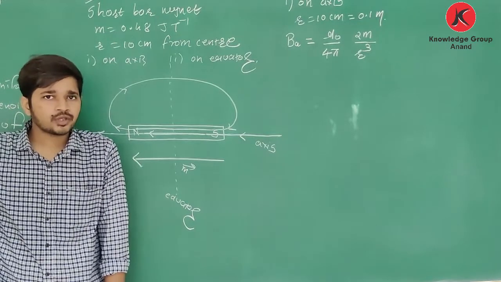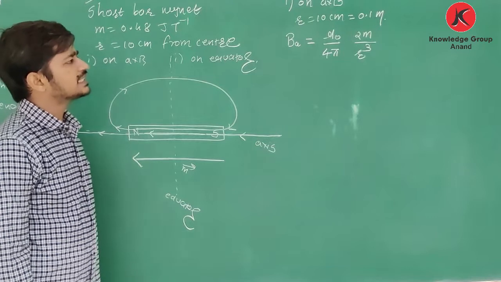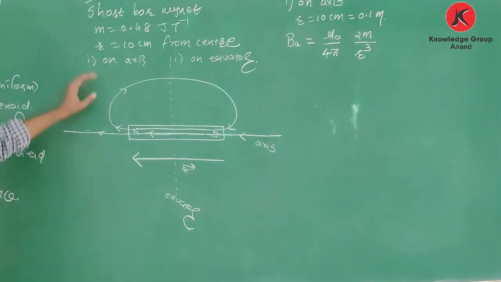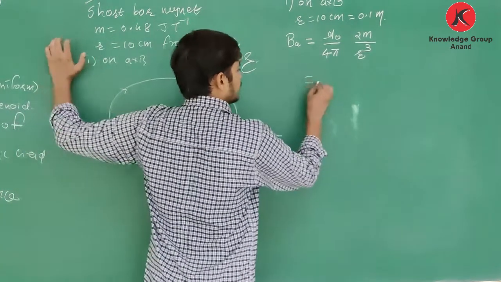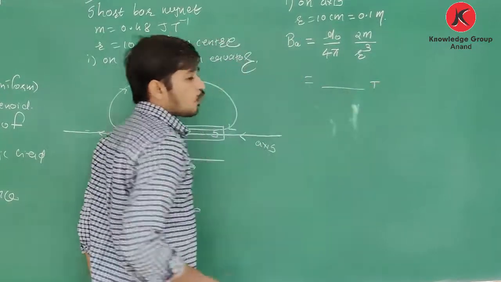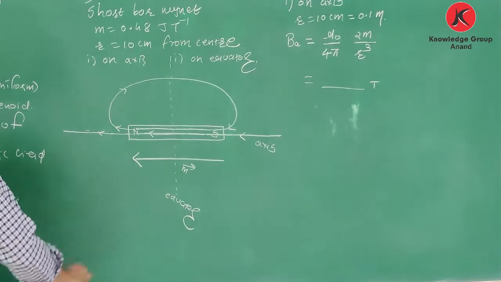Any doubt? You know the value of mu 0, 4 pi into 10 raised to minus 7, and 2m. Here m is given as 0.48, and r is 0.1 meter. You can easily find the magnitude in Tesla. What about direction?